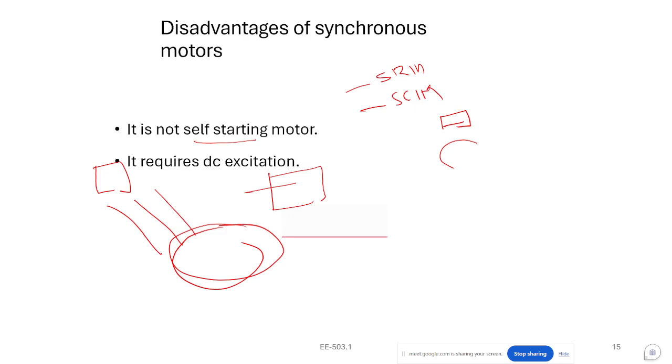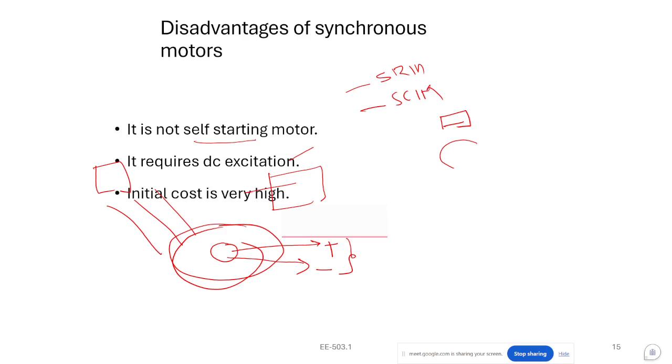Another is that it requires DC excitation, because for the stator we are using the AC supply through the starter, and in case of the rotor we require the DC supply, because it will run as a double fed machine. It will run with double excitation, we can say. That's why we need one DC supply. In case of SRIM and SCIM, they don't require DC excitation.